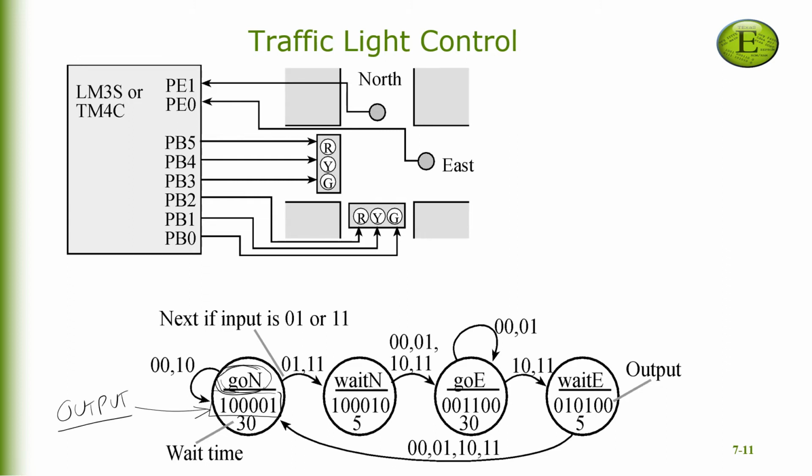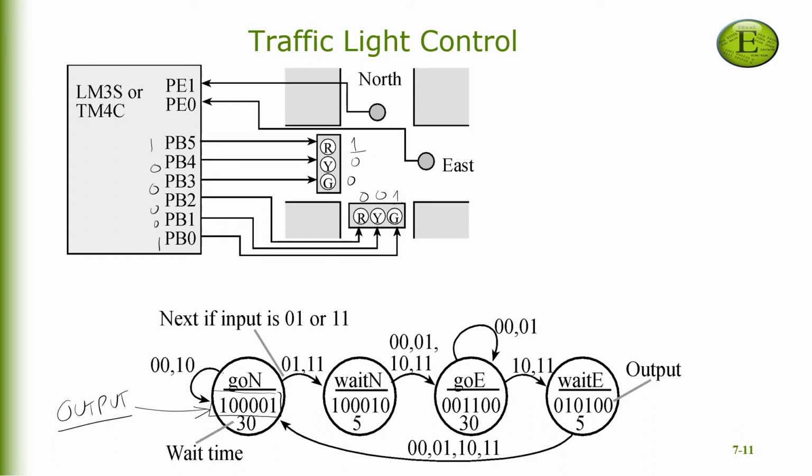So when the system is in go north state, the output is 100001. What that means is that I am asserting the red signal for the east traffic and the green signal for the north traffic. So that's why it's 100001 over here.